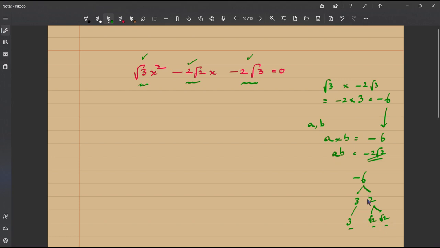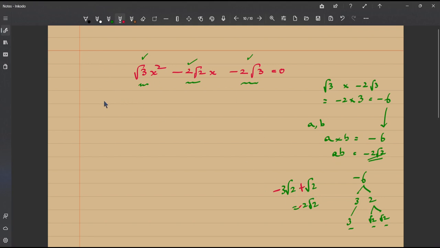Let's see. Suppose we take 3 root 2 minus root 2. We get 2 square root of 2. But what we need is a negative 2 root 2. So why don't we just change the signs here? We put the negative sign for 3 root 2 and the positive sign for root 2. Now we get minus 2 root 2. So these are the numbers required for splitting our middle term.